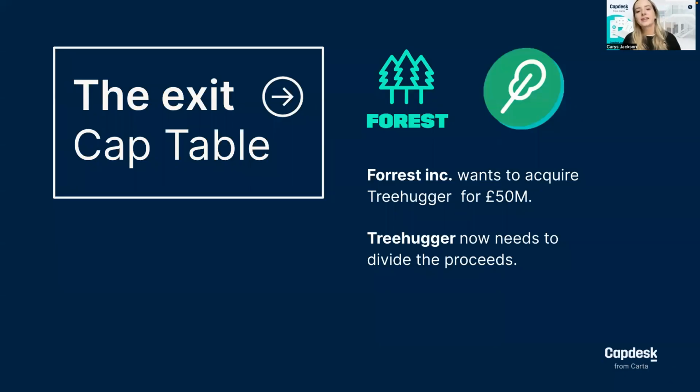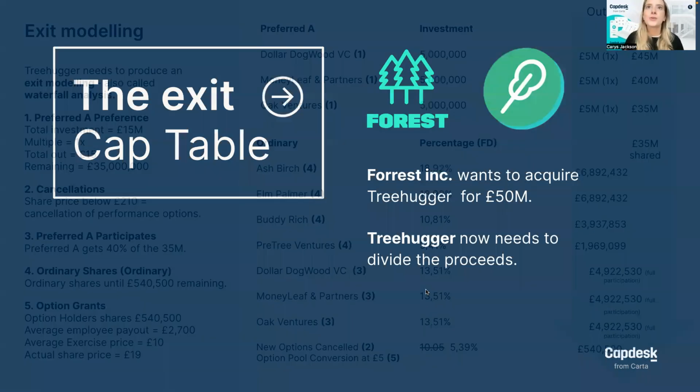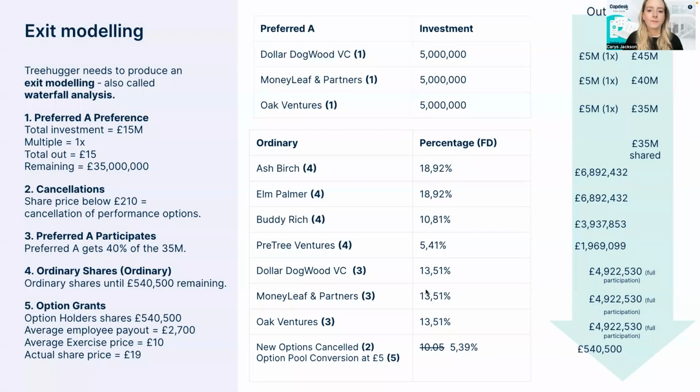So Forest Inc. want to acquire Tree Hugger for £50 million, and Tree Hugger now needs to divide the proceeds. That's great news, but how does that actually happen? This is where the cap table becomes very, very important, because it's, so to speak, the invoice that every single investor or employee or security holder can say that I'm entitled to this. And it's very hard to know what you're actually going to get in an exit. So how do we calculate who gets what?